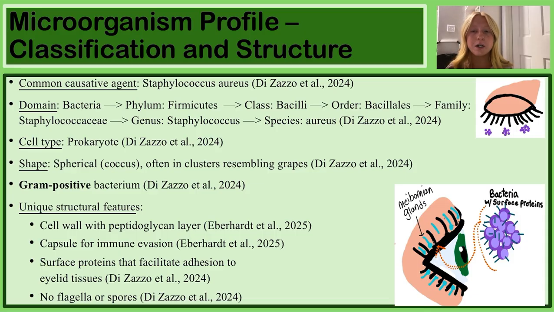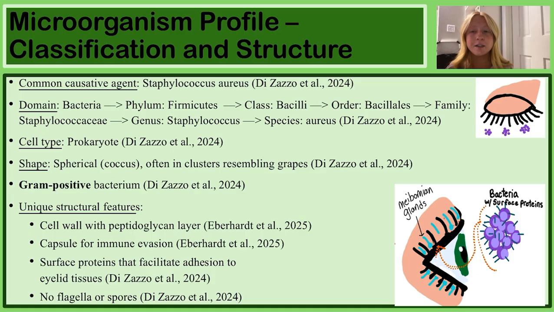The main microorganism implicated in blepharitis is Staphylococcus aureus, a gram-positive coccus that naturally resides on human skin and eyelids. It belongs to the bacteria domain, its phylum is Firmicutes, and it's a prokaryote, meaning it lacks a nucleus, and its cells are spherical and often cluster together in a grape-like formation.